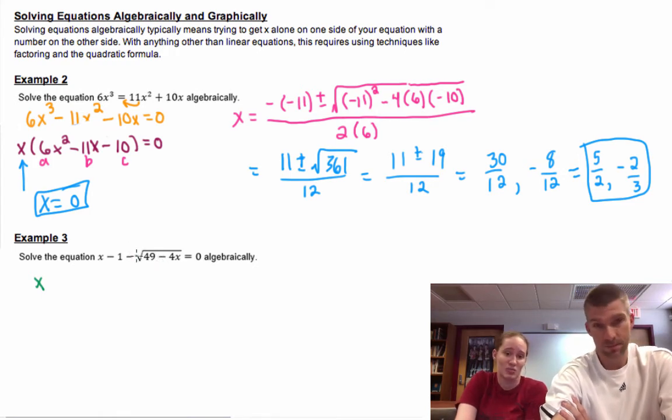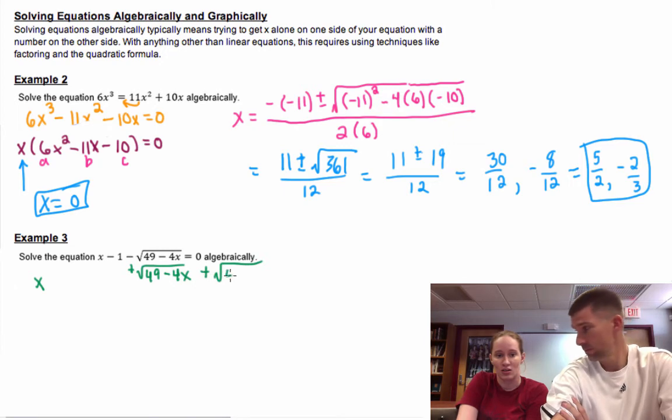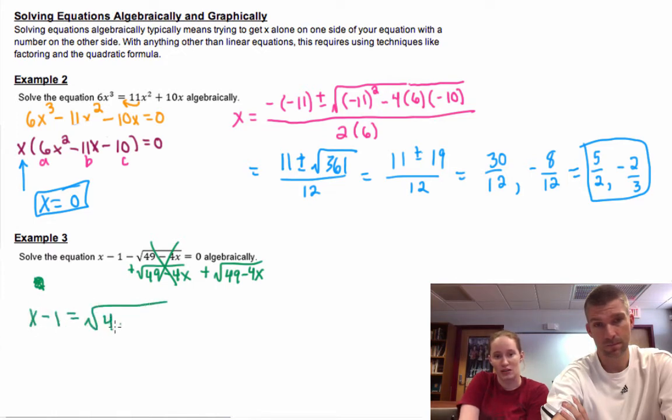Preferably. Yes. I mean, it's pretty easy to do that. We can just add this square root. And what are you adding to both sides? The square root of 49 minus 4x. Yes, like the whole thing. That whole thing. None of it gets left behind or forgotten. Right. So x minus 1 equals positive square root of 49 minus 4x.